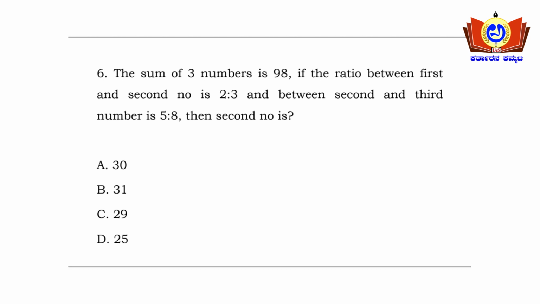The sum of 3 numbers is 98. If the ratio between the first and second number is 2:3 and between the second and third number is 5:8, then the second number is? In the previous videos where I dealt with the ratio and proportion concept, if you know it, it will be very easy. In 2 steps only you can arrive at the answer. The other method also I'll be dealing with here. I'll be solving this question on the next page.